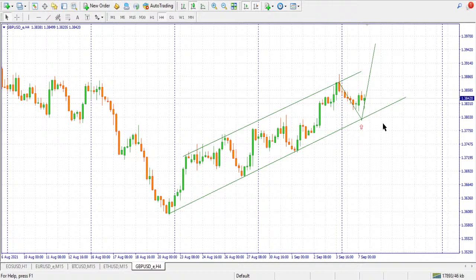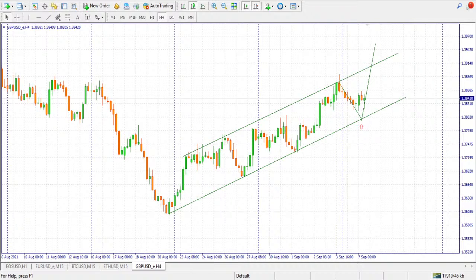So if you're on this chart right now, expect sellers to push price down at least up to somewhere along this line. Then you pick a buy position. We are expecting that buy to push price up at least up to this point here.